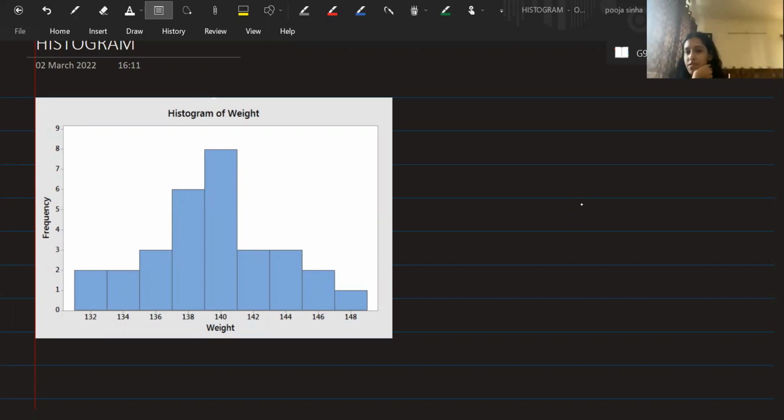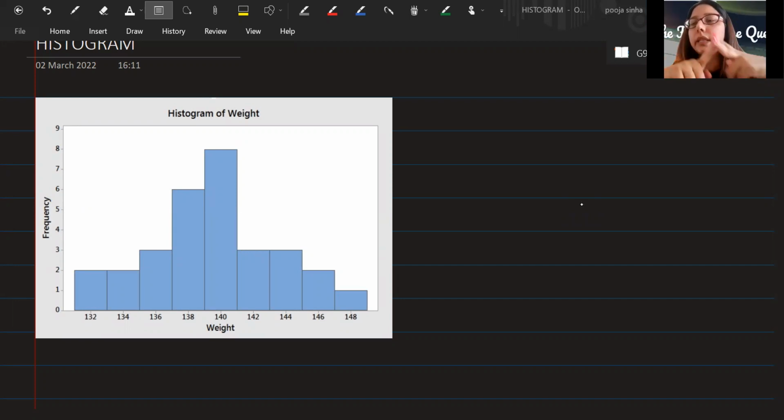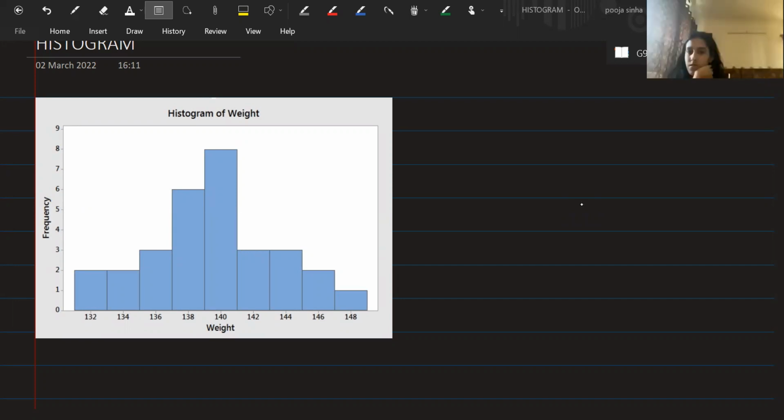The bars are connected. So first thing, it has bars, and second thing, the bars of this graph are connected, right? That's how you know it is a histogram.